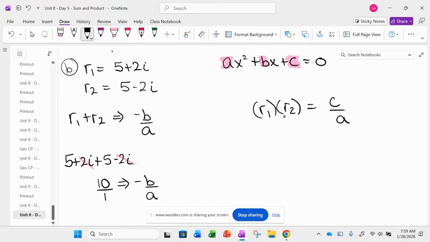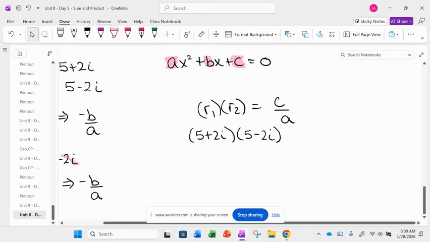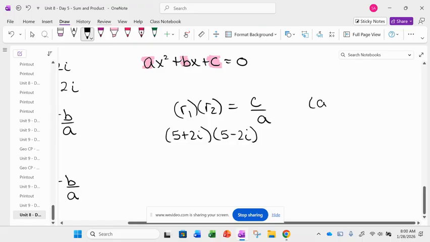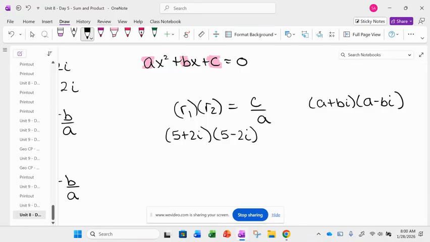Now I'm going to multiply root 1 times root 2. So I have a 5 plus 2i and then a 5 minus 2i. Who remembers when you have an a plus bi times an a minus bi, what do you end up getting when you multiply complex numbers? It doesn't end up being a squared minus b squared. It ends up being a squared plus b squared. Do you all remember that from last chapter?